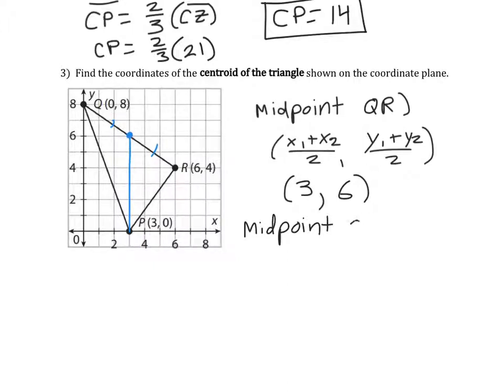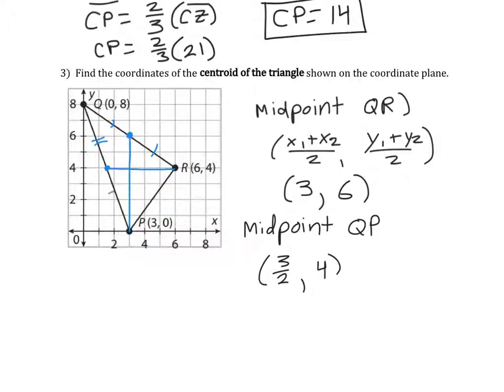So let's find our midpoint of QP. If I add up my x values, I get 0 plus 3 over 2, which is just 3 over 2. And then if I add up my y values, it's 8 plus 0 divided by 2, which is 4. So we have 3 halves, 4, which is right here. That's our midpoint. And then we're going to draw the line from our midpoint to our opposite vertex at R.